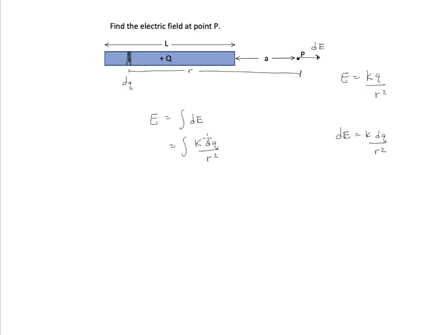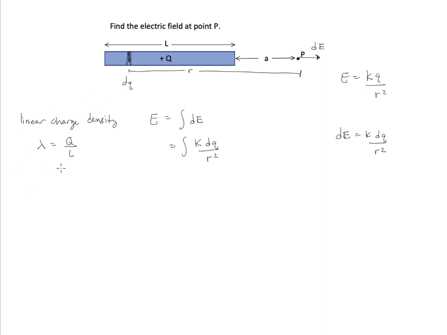Well, we have to look at these terms, dq and r. dq is a charge, r is a length. So how can we relate a charge and a length? With linear charge density. Linear charge density is lambda, and lambda just equals charge per length. So for this entire bar, it's Q divided by L, and since this bar is of uniform charge density, the ratio of charge per length for any section of the bar should be the same.